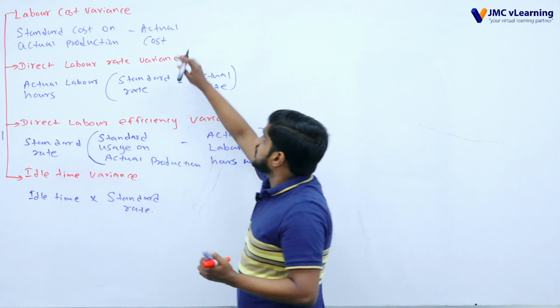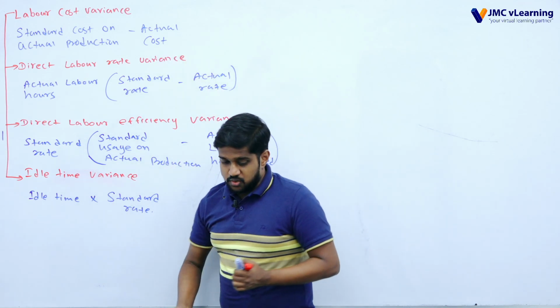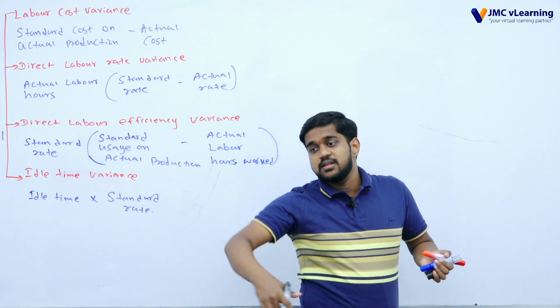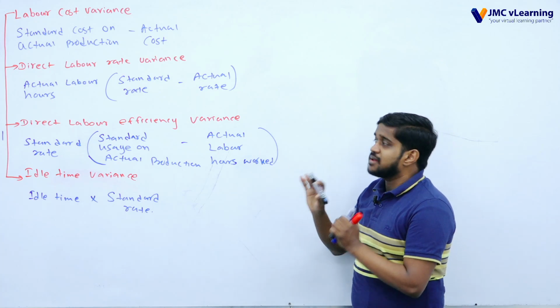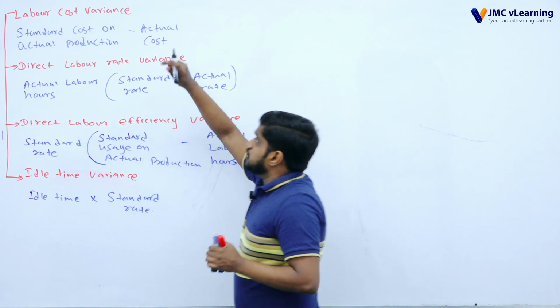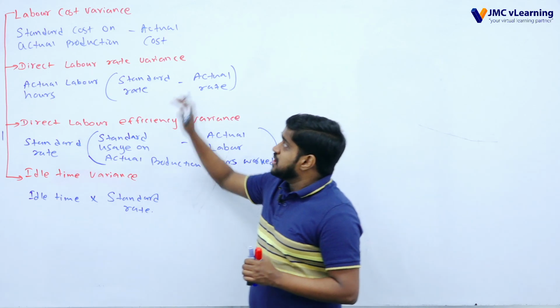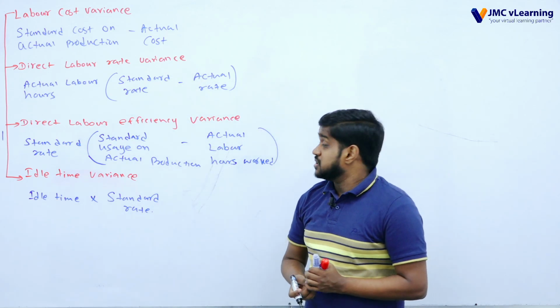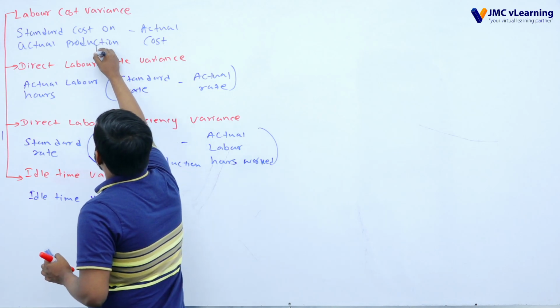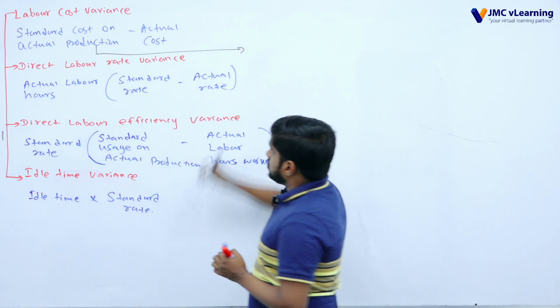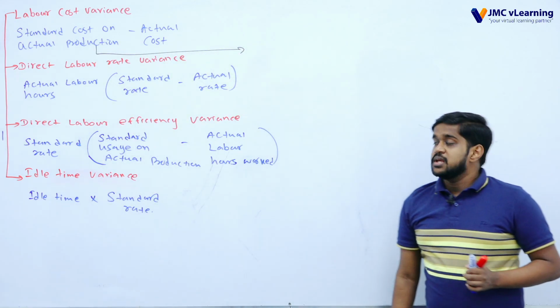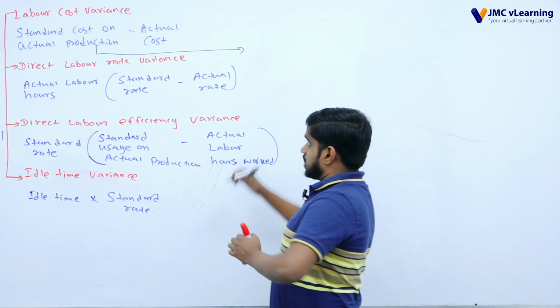Then directly we can get actual cost. That means normally when we come to your questions, they provide actual cost, but we need to identify standard cost on actual production. Then how can we identify the standard cost on actual production? Simply we can calculate it.